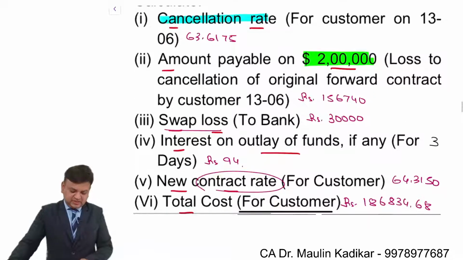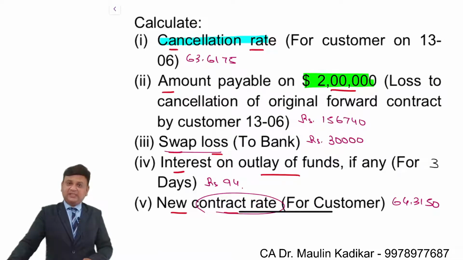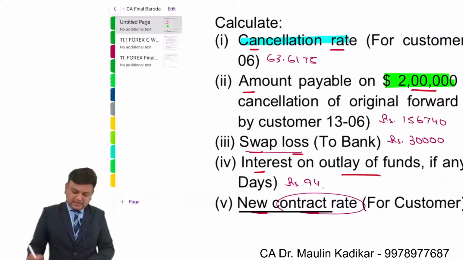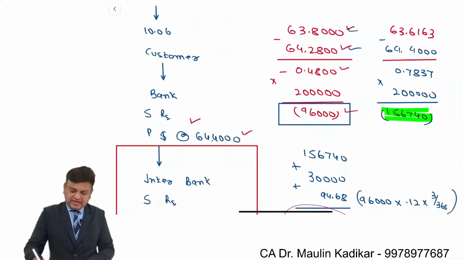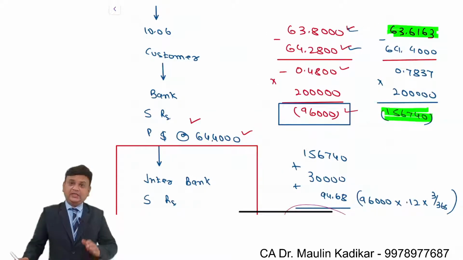Over here friends, the institute has given the suggested answer like this, wherein they have taken the exchange rate for the calculation of the profit or loss as 63.6163, even though in the first part of the question they have provided the suggested answer of 63.6175. Just to make sure that we are able to reconcile the answer, I am taking 63.6163 for the calculation of the answer.